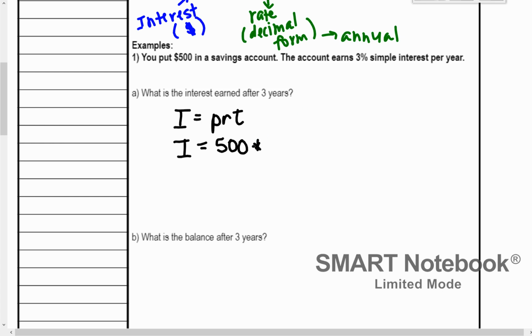Our rate is 3%. We make that into a decimal by moving it over twice, 0.03, times our time, which is 1 year. Oh, sorry, no, it asks for 3 years. Right here, 3 years. We take our calculator and multiply 500 times 0.03 times 3, and we get our interest equals $45. That's how much money you're making after 3 years by putting that money into a savings account.